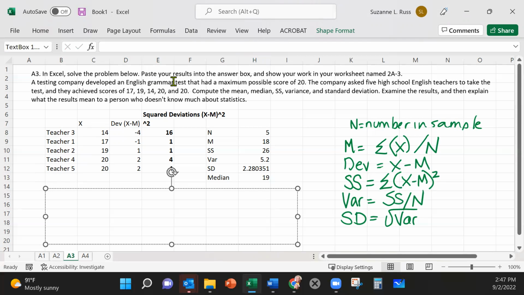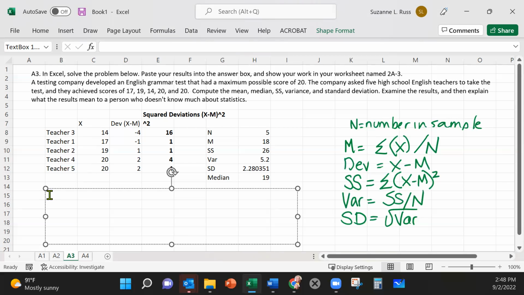And I would think that English teachers would do really well on an English grammar test. I would hope so. And it looks like a number of them did. 20, 20, 19, they all did really well on that test. And then we have even a 17, which isn't too bad, but then we have one who has a 14. And so I would say a few things here. We're asked to explain this to a person who doesn't know much about statistics.